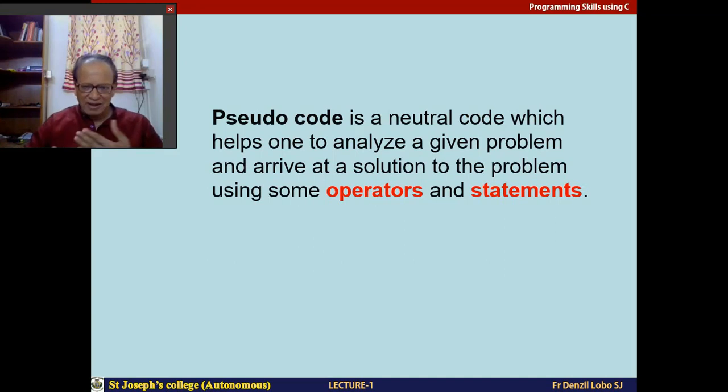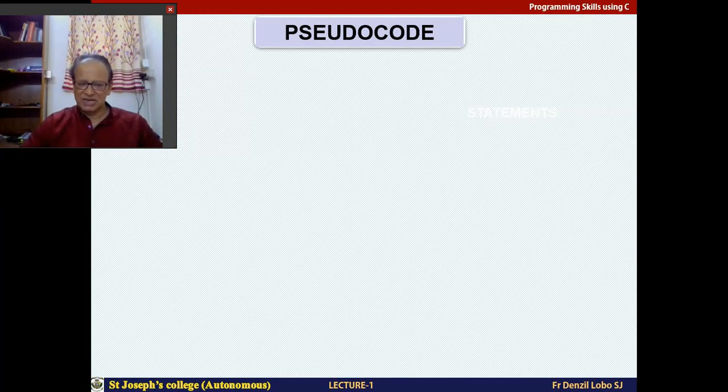And to therefore analyze problems, we start with what is called pseudocode. It is a neutral code. It does not work on any computer, but it helps us to analyze a given problem and arrive at a solution to the problem using some operators and statements. So let us try to understand what are these operators and what are these statements.